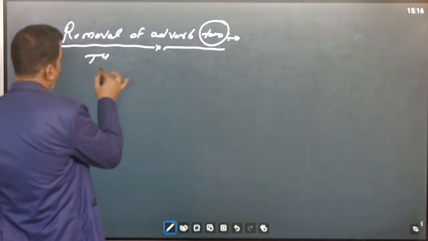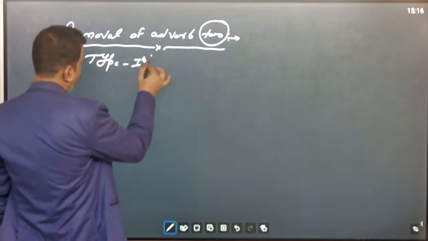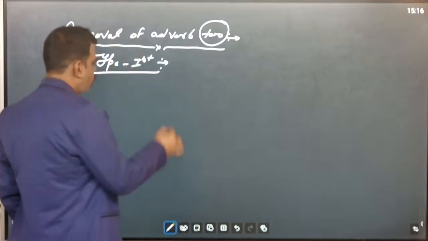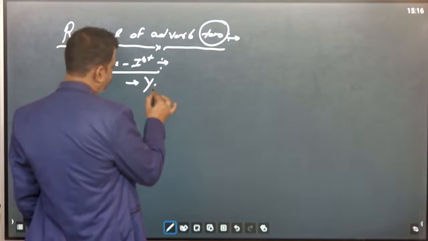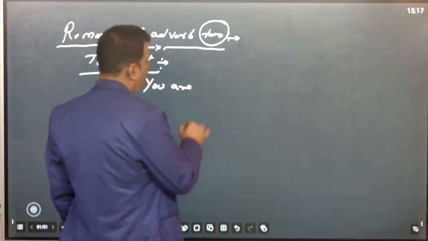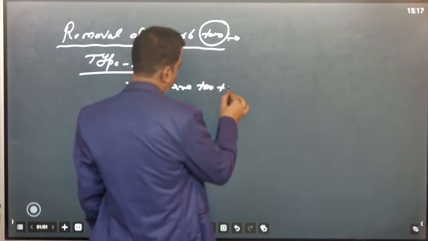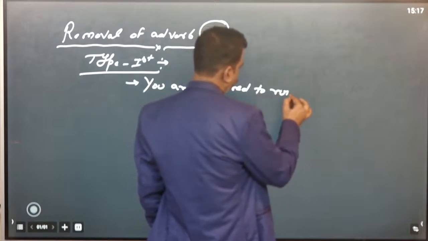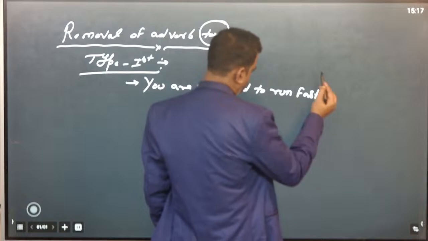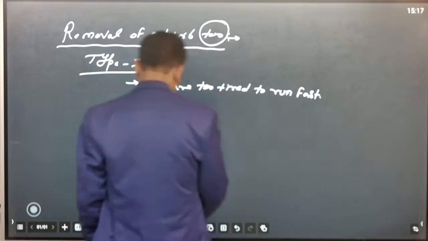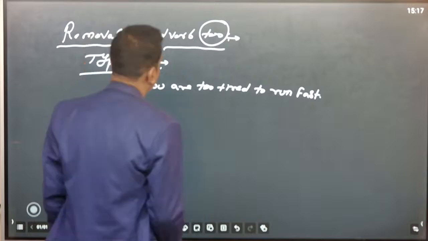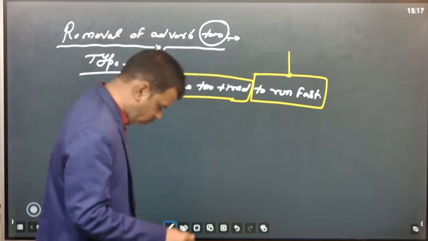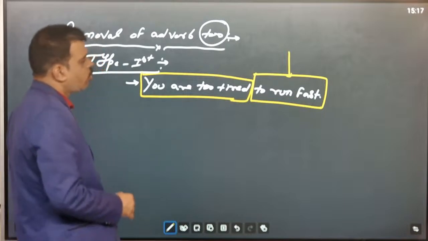It is type 1, so you will have a statement like this: you are too tired to run fast. You are too tired to run fast.